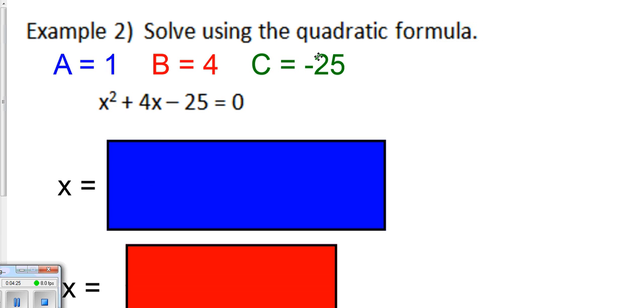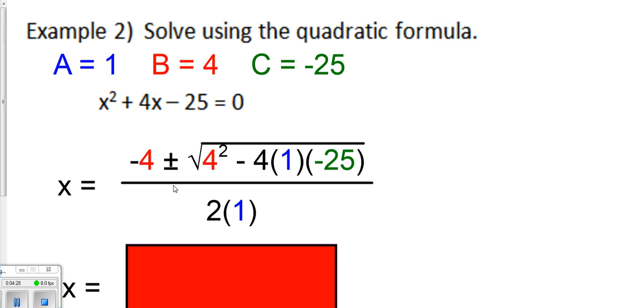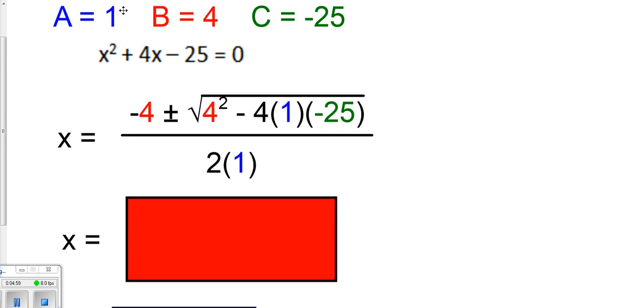So all we have to do is use these values and plug them into that quadratic formula. x equals negative b. b is 4, so it's negative 4. Plus or minus the square root of all of this, b squared, again, b is 4, so we just plug in 4, minus 4 times a times c. a is 1, c is negative 25, so 4 times 1 times negative 25. This whole thing is divided by 2 times a, so it's 2 times 1. All we're doing is just plugging these values into the quadratic formula.